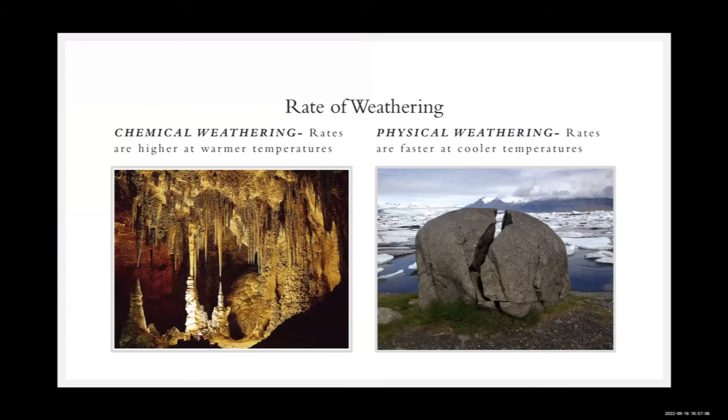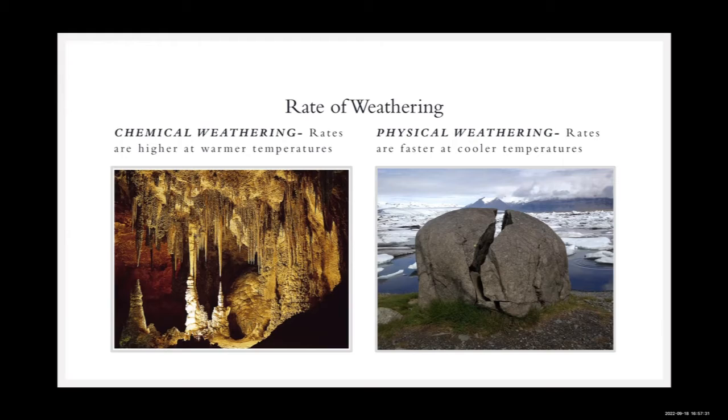So we talk about the rate of weathering. Chemical weathering, the rates are higher at warmer temperatures. Now, the reason for this is that chemical weathering involves the interaction of certain molecules. And you have atoms within molecules, and as temperature rises, those particles, those atoms get more excited, and they are more susceptible to undergoing a chemical reaction.